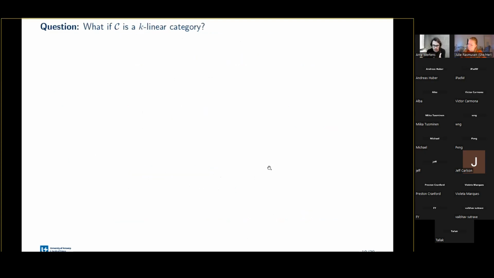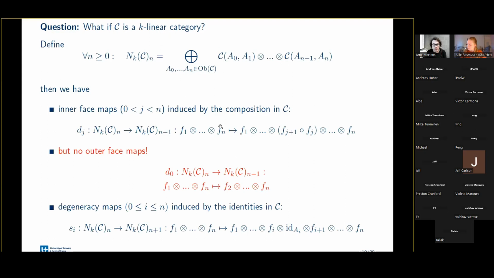And you can ask, okay, can I do the same thing for a linear category? Well, the same definitions work. Instead of a product here, I use the tensor product of vector spaces. Instead of a coproduct, I use the direct sum. And very similarly, you can define the inner face maps and the degeneracy maps, just composition and plugging in identities. But this fails if you want to define outer face maps.